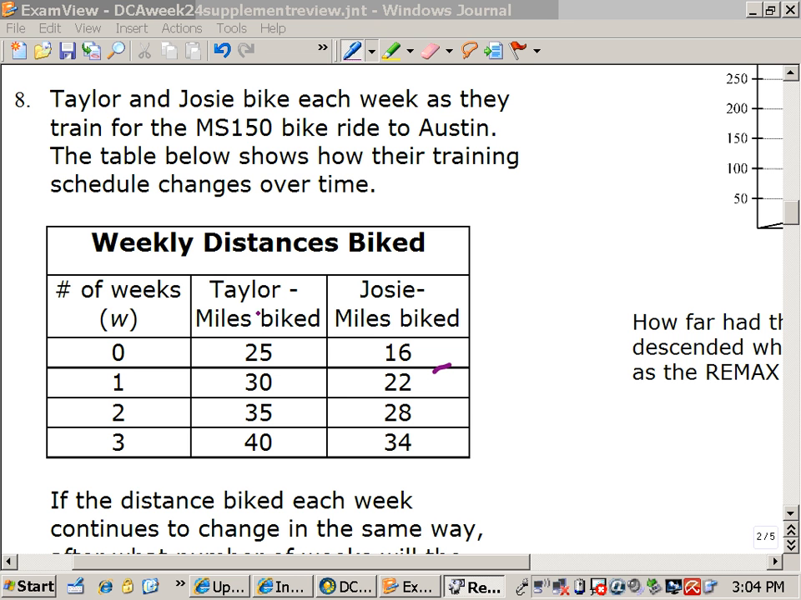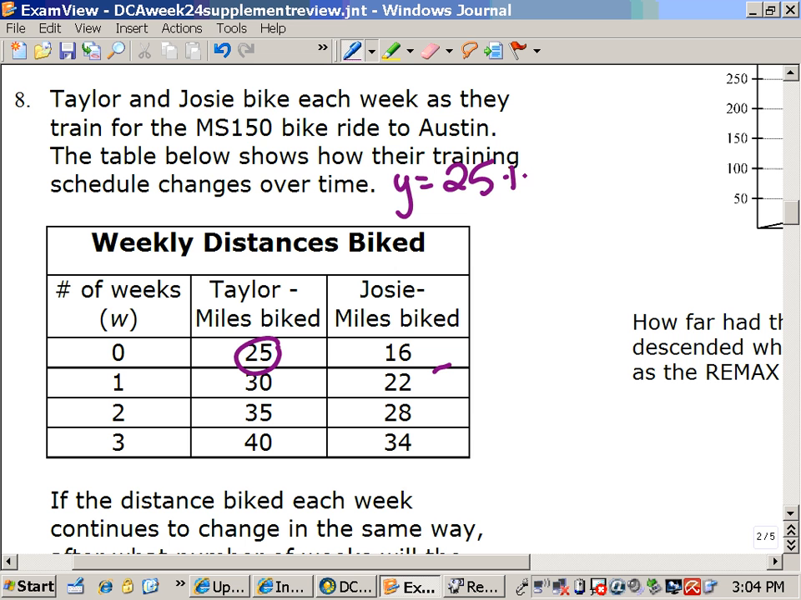Let's talk about Taylor first. Taylor's y-intercept is 25. So for Taylor, I'm going to be starting at 25. This is going to be y equals 25 plus something x. Well, the thing that goes in front of the x is what the y values are increasing by. These are all increasing by 5, so it's going to be 5x. That's Taylor. Now let's look at Josie. Josie is going to be y equals, she is starting at 16. Her value is increasing by 6 each time, so that's plus 6x.